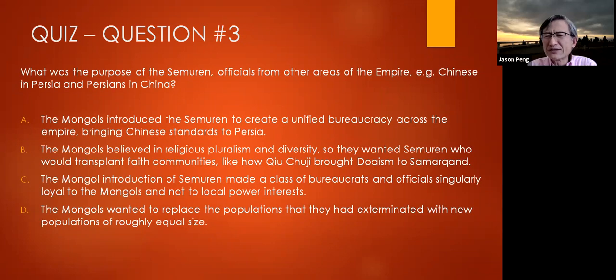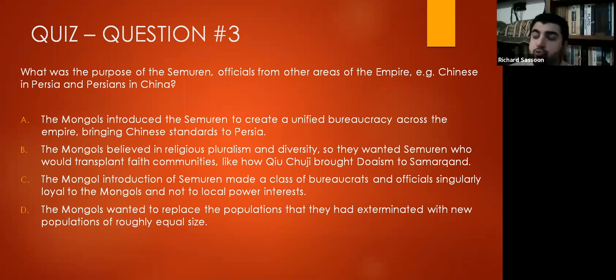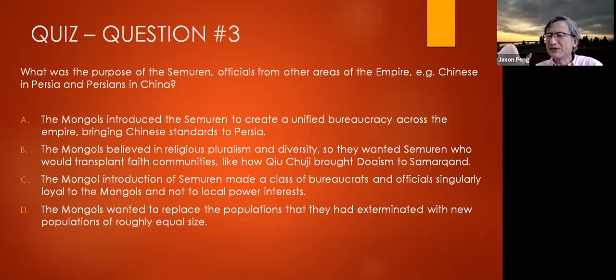So, Richard, is the Chinese place in Persia also called Semuren? Semuren was the term I know the Persians in China were called, and the meaning is colored eye, because they have the blue eye. Correct. They call them Semuren. But I'm not sure they call Chinese in Persia Semuren, because that's a black eye.